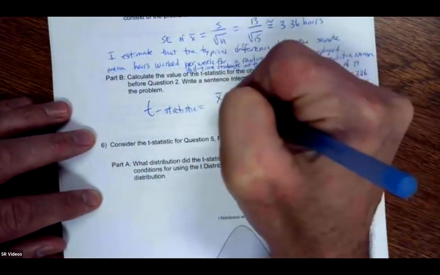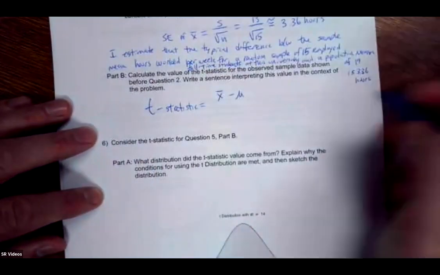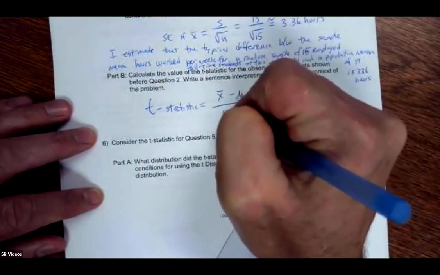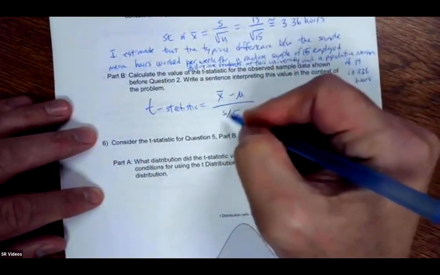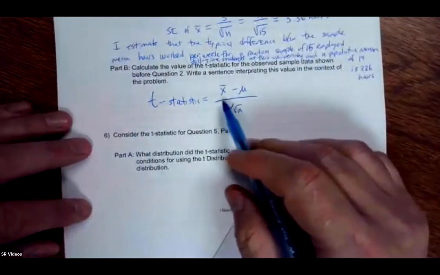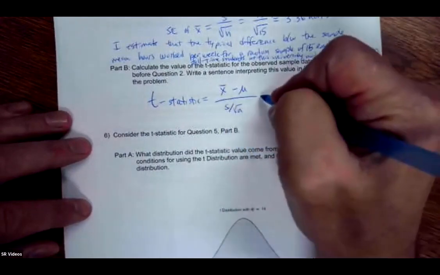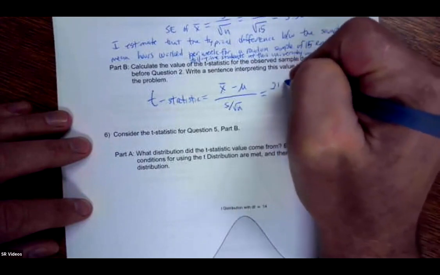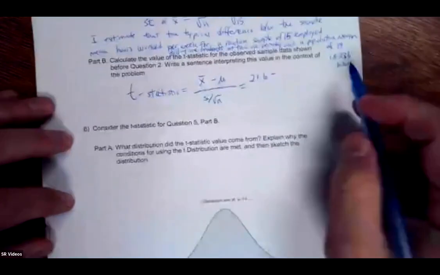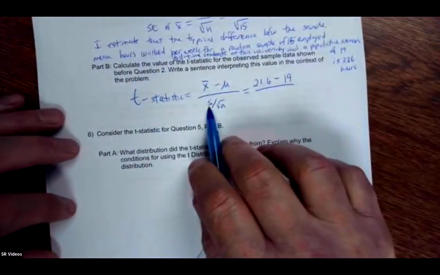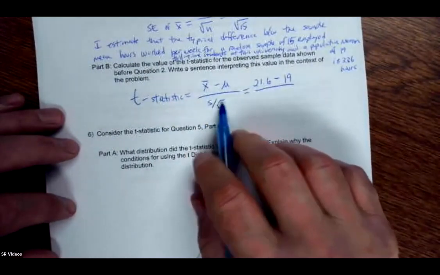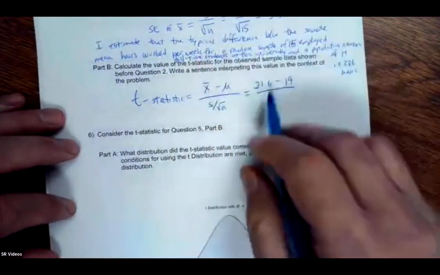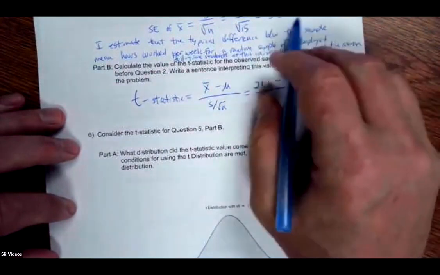remember, is X bar minus the population mean over S over square root of N, which is what we're using as our standard error of X bar. So our sample mean for those 15 students was 21.6 hours minus what we assumed the true mean was from the entire population, 19, over our sample standard deviation over square root of N. This is just the same as before. So if you did 13 over square root of 15, you'd still get 3.36.